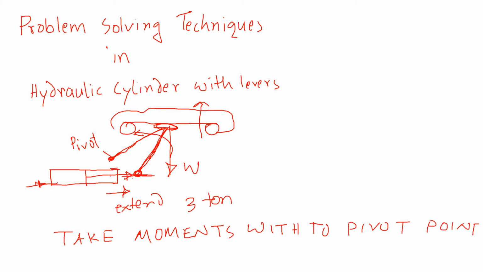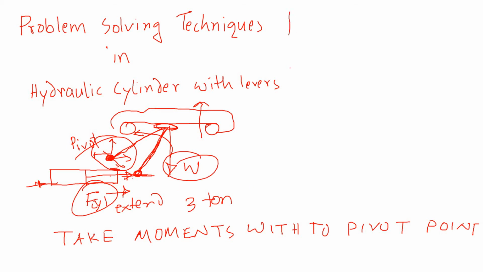There is another reason to take moments with respect to the pivot point: the force acting on this pivot point is constantly changing direction. We don't know whether it acts this way or this way or this way. So if we don't take moments with respect to that point, we won't be able to cancel that force. And we're not really interested in what force is acting in there. All we are interested in is how much force this cylinder needs to develop, and how much load we can lift. That's all we are concerned about in this problem.